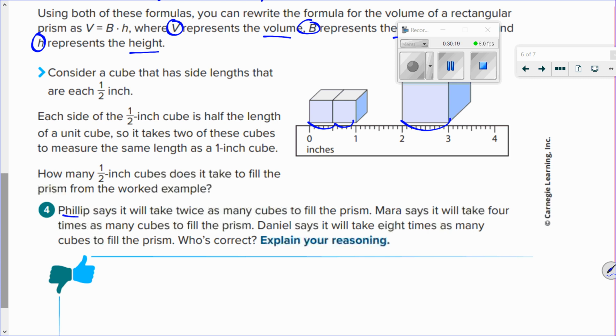Philip says it will take twice as many cubes to fill the prism. Mara says it will take 4 times as many cubes. Daniel says it will take 8 times as many cubes. Who's correct? Or is it all 3 of them? I'll give you 2 minutes. Talk about it as a table. Tell me who's right. Is it Daniel, Mara, or Philip?